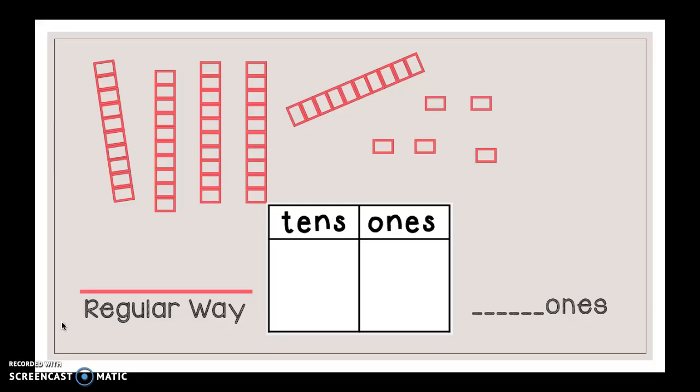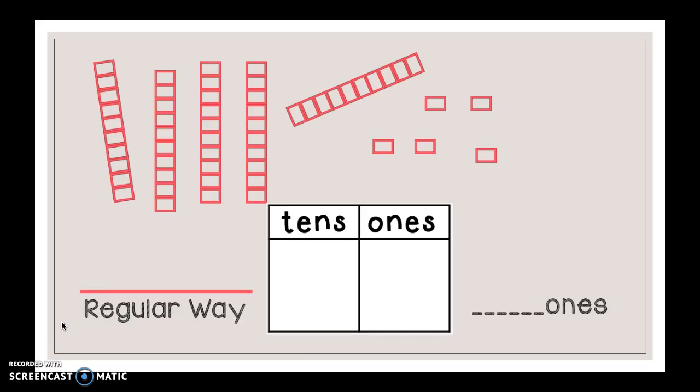Now I see there's some 10 towers up there. One's kind of fallen over, but he's still a 10 tower, and some ones left over. What I would like you to do is press pause while you fill in the regular way, the say 10 way, and then the ones. All right, press play to check yourself when you're ready.